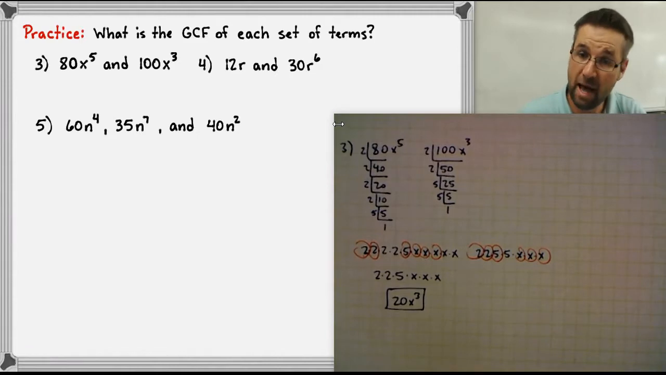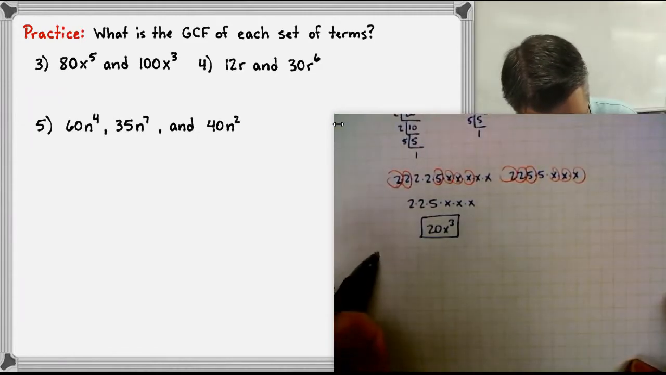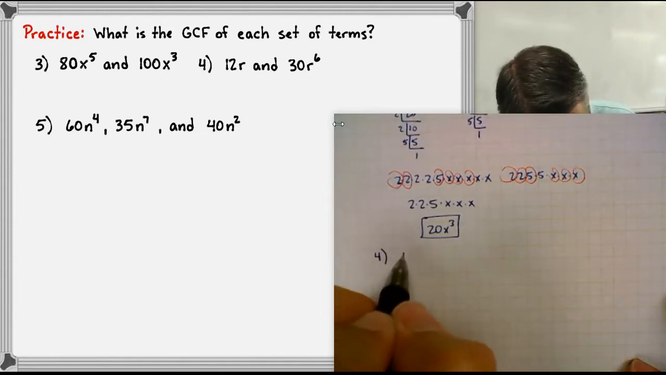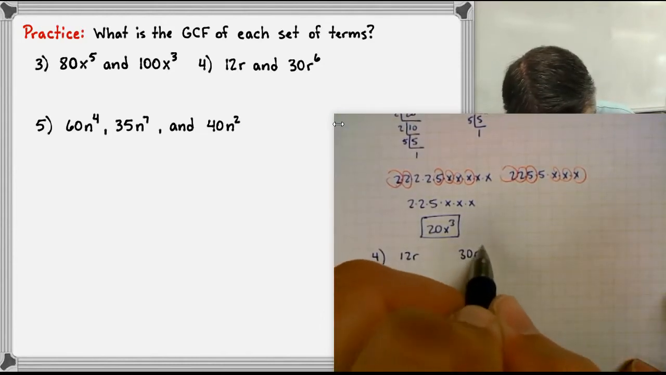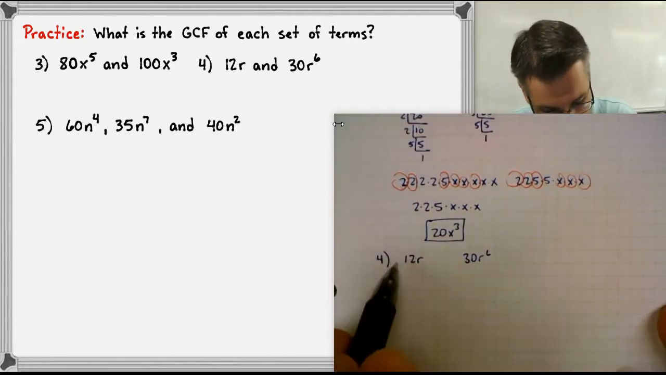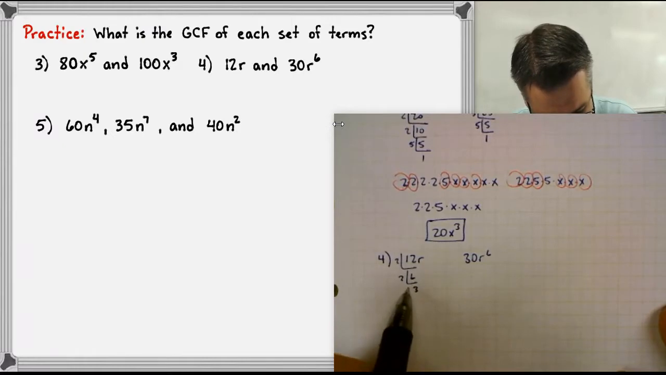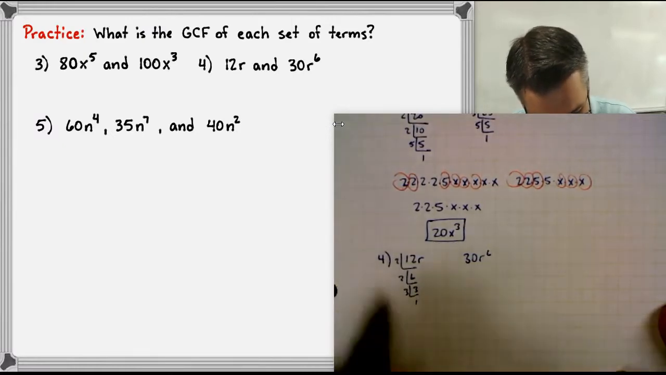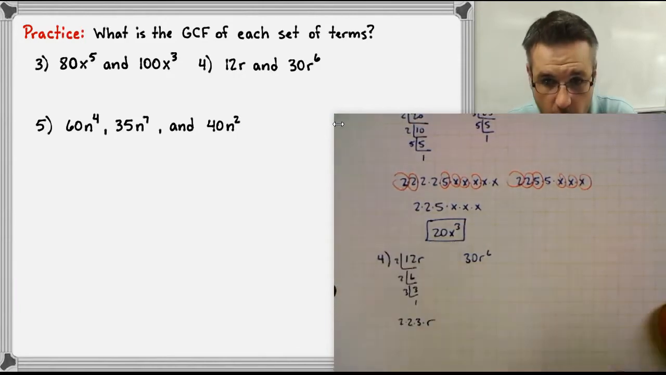Hopefully you're seeing a pattern here, right? For number 4, let's go ahead and look at number 4 here. Number 4, we have 12r and we have 30r to the 6th. What can I divide out of 12? I can divide a 2, we're left with 6. Divide a 2 again, we're left with 3. 3's prime. So our factors are 2 times 2 times 3, and then times just 1r.